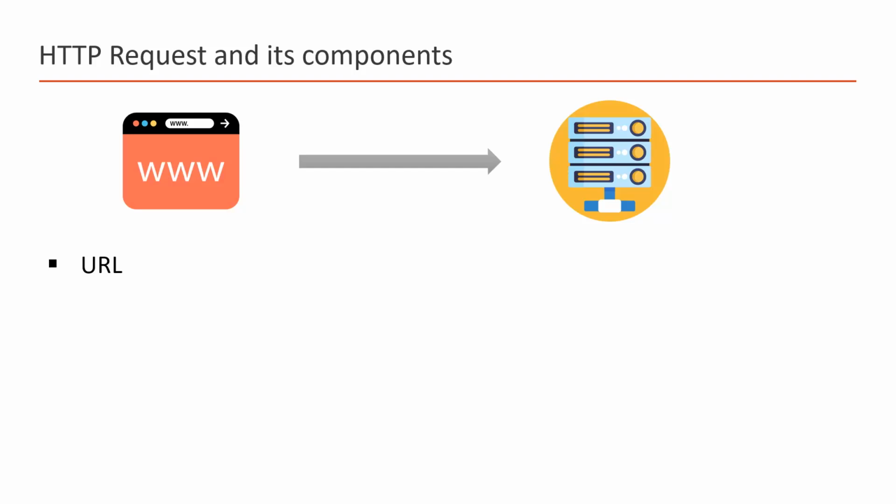First is the URL. Each request must have a URL. Each request must have an HTTP verb, which is also known as the method. Each request will have either one single header or multiple headers. Body: each request will have a body and the data. These are the major components of any HTTP request.